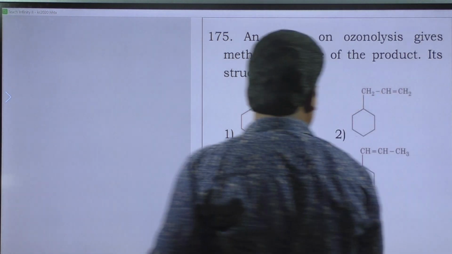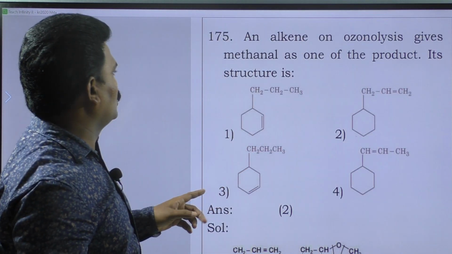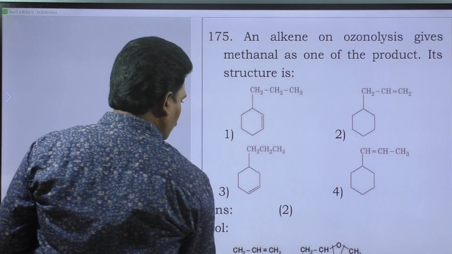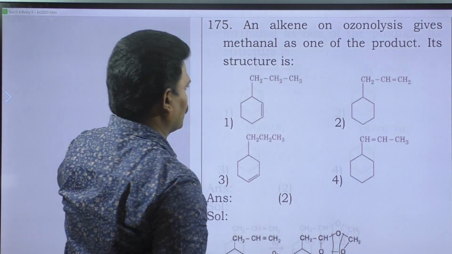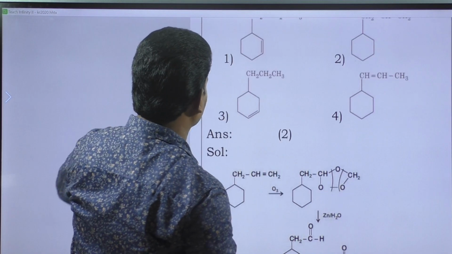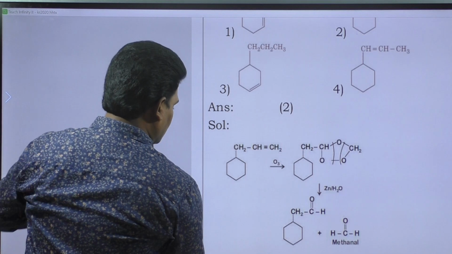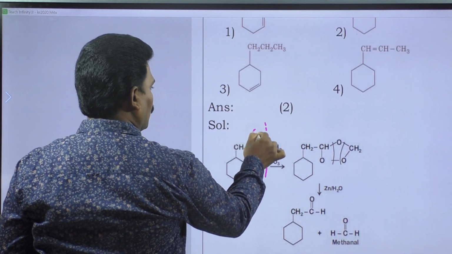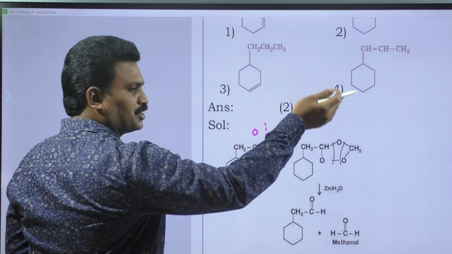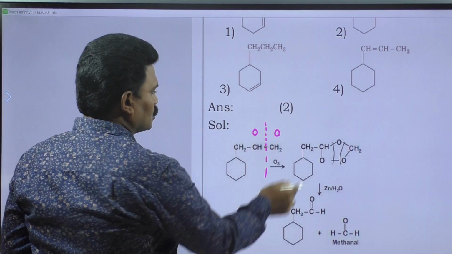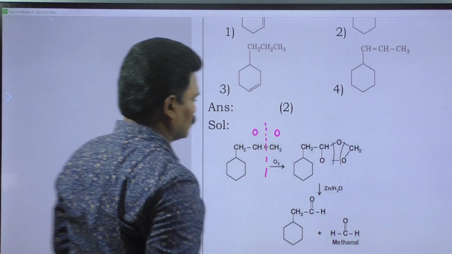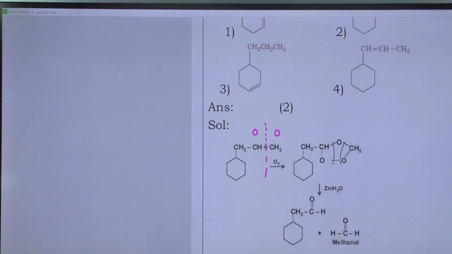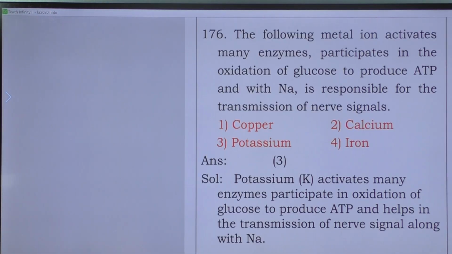And then 175, an alkene on ozonolysis gives methanal. Here one of the products is methanal. Look at the second option. Break down the double bond, one O, another O, with H2O to form H2O2. So one product is methanal, option 2. Okay, ozonolysis breaks down alkenes to form carbonyl compounds.